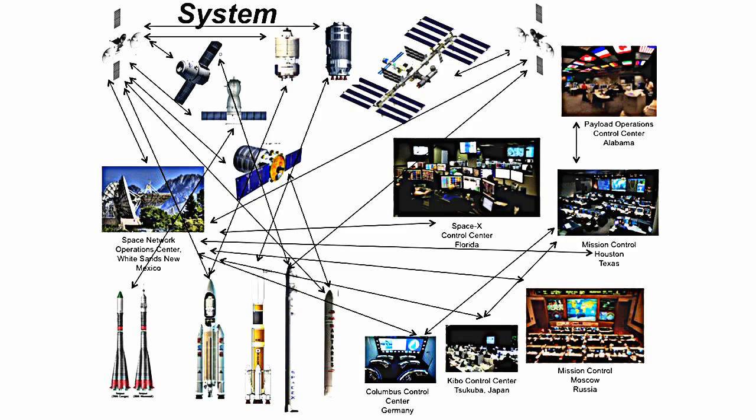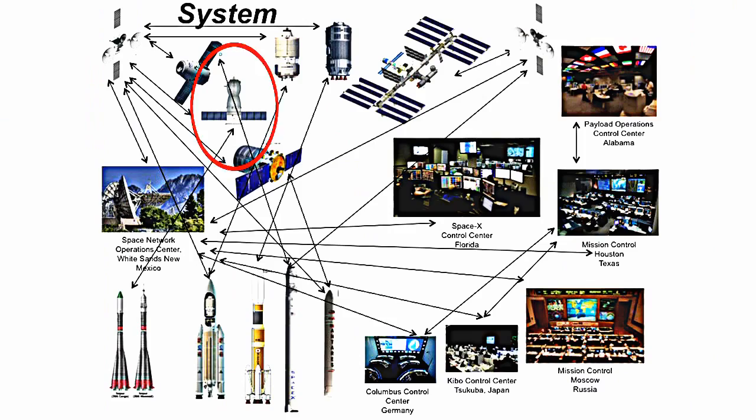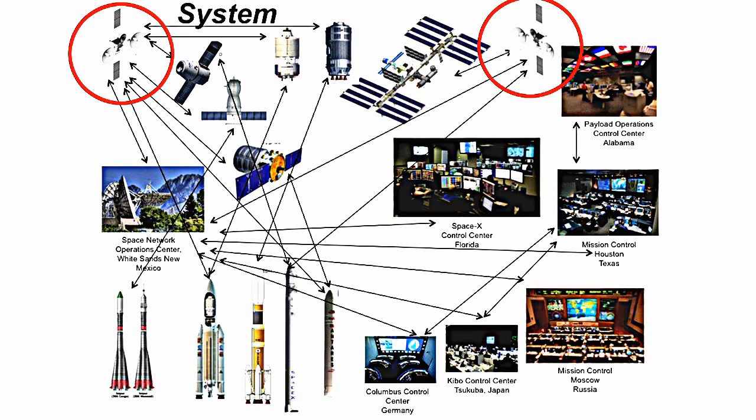There are cargo vehicles delivering cargo to the station that are coming from all over the world, Japan and Europe, from commercial vendors, from the Russians. There's also crew vehicles coming back and forth, the Soyuz capsule delivering crew and returning them back to Earth. There's also a lot of other elements of this system. You see some large communication satellites in the background. Those have to be able to relay data from the space station down to Earth so that people can communicate with that crew on board.